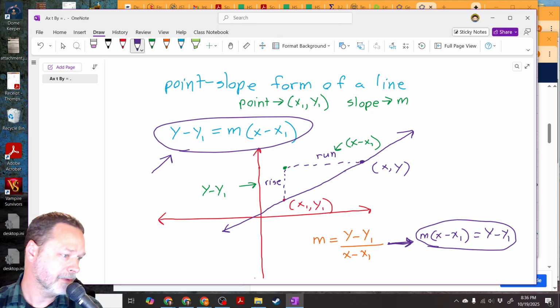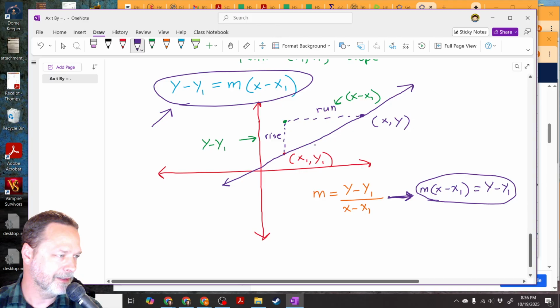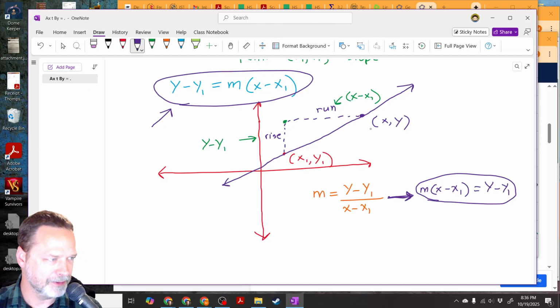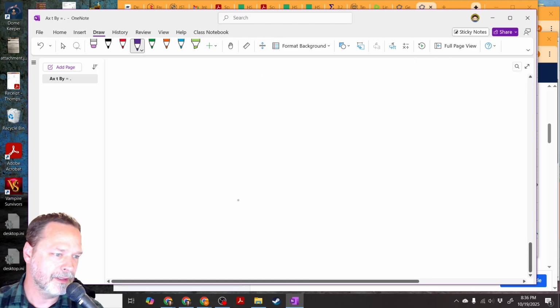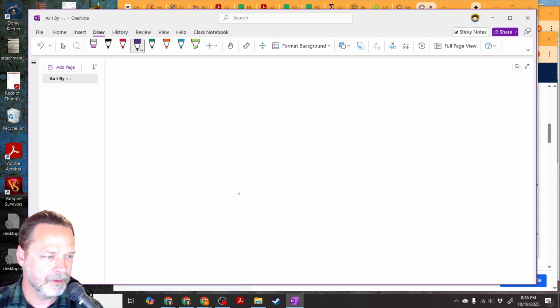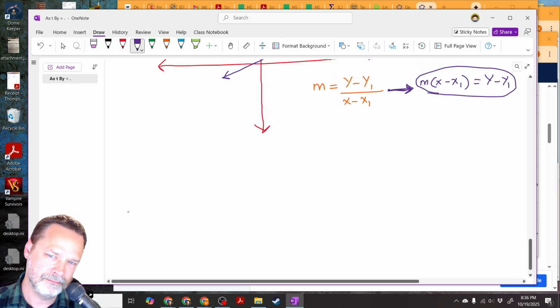And I think that's all I really wanted to show you. Graphing is exactly the same. Pick a point, use your rise over run to find another point, draw a line through it, you're done. And so that's it. I think that'll do it for now.